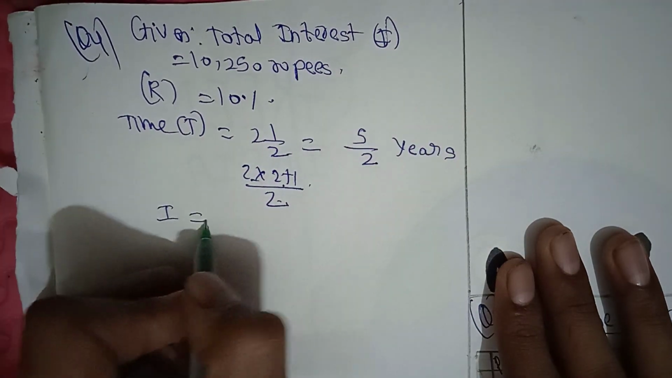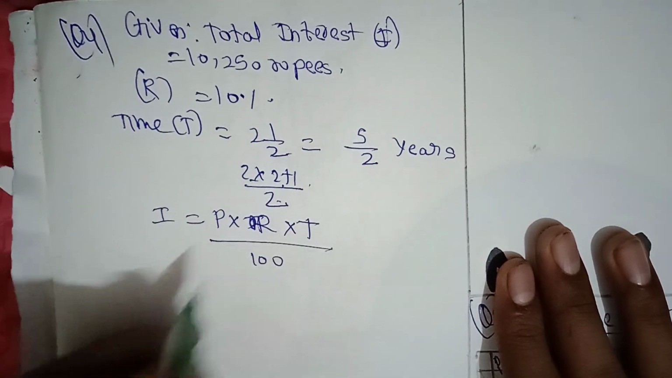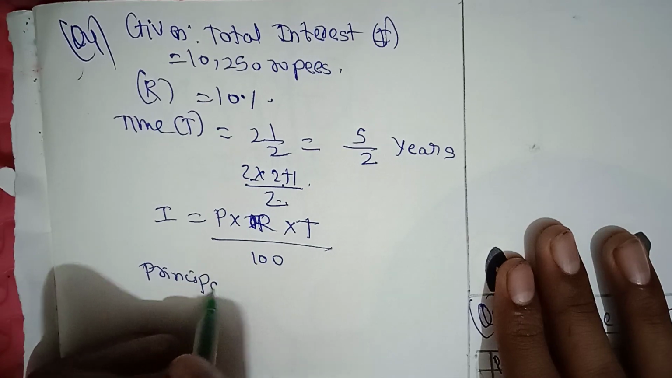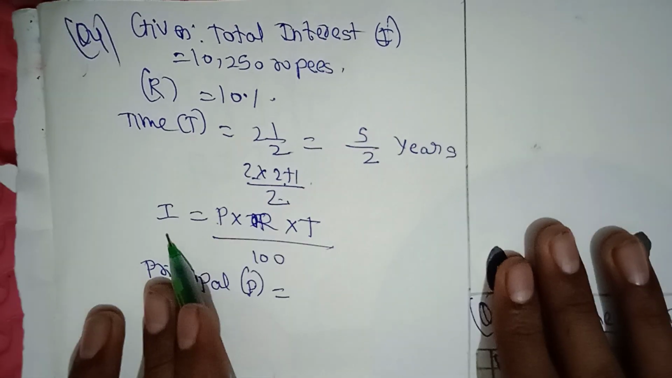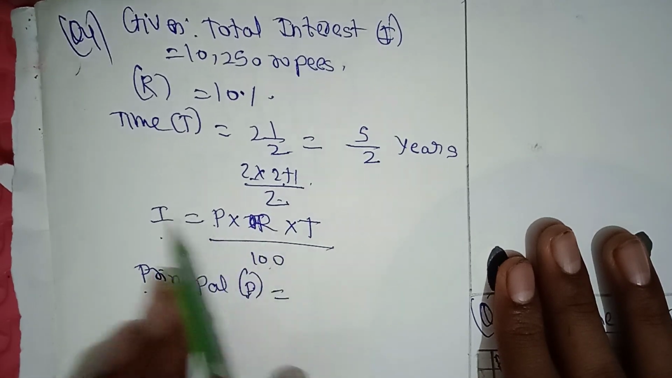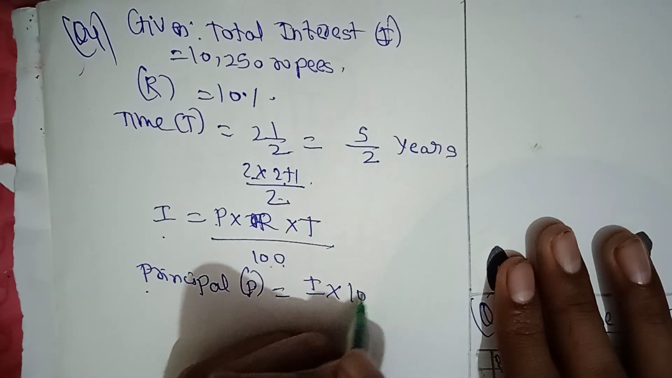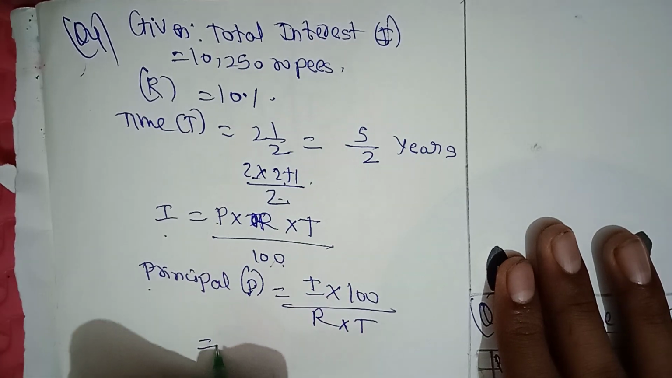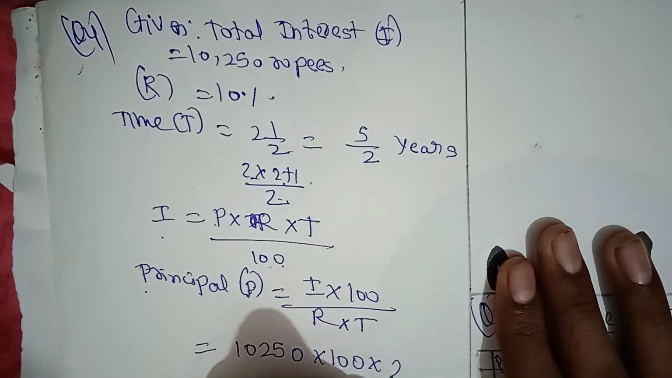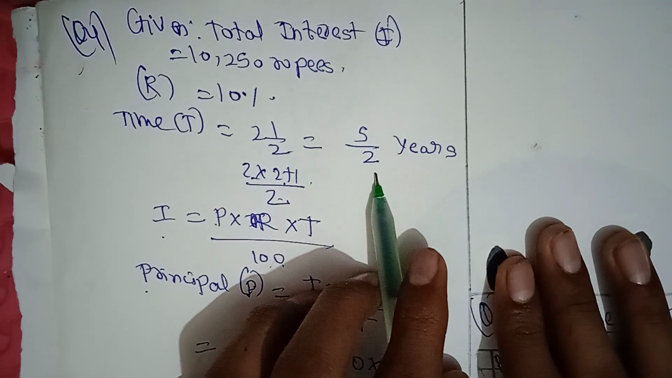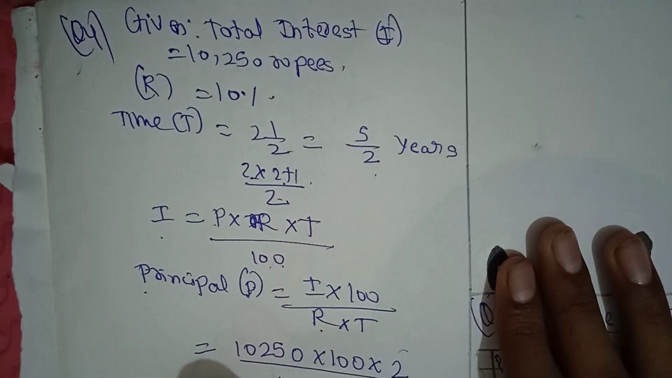Okay. We will use the formula interest is equal to P into R into T upon 100. We know the interest, and we have to find the principal, so we will rearrange the formula. We will take P here. I and 100 will go up, and R and T will be down. So the formula will be I into 100 upon R into T. So what is I? 10,250 into 100 into 2. This 2 is from the years, 5 upon 2, upon the rate of interest 10 into 5.